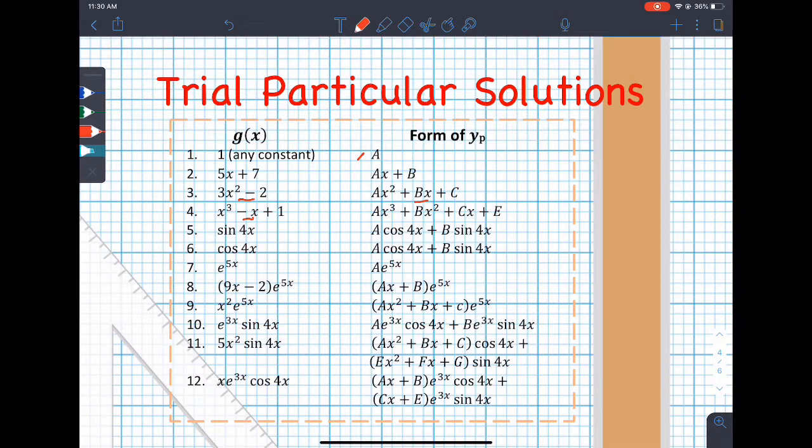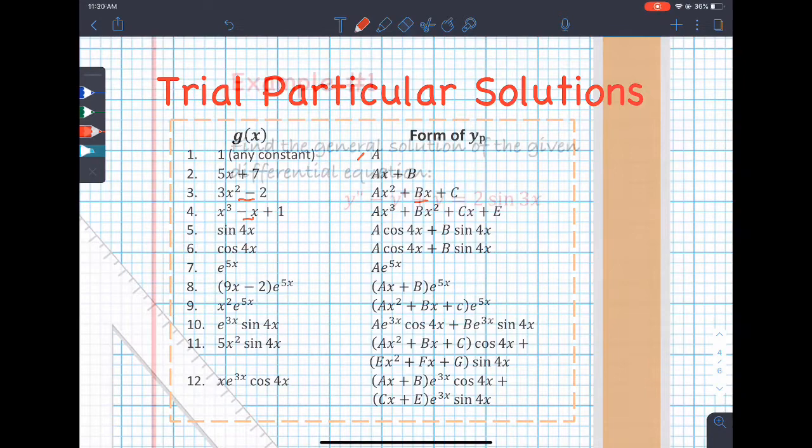Other than that, if we really want to solve non-homogeneous equations which are other than those specified in this table, we could use the variation of parameters, which is a bit longer as compared to this one.